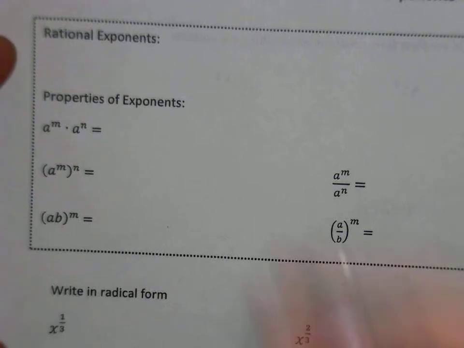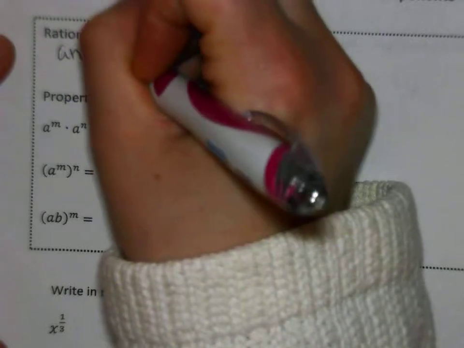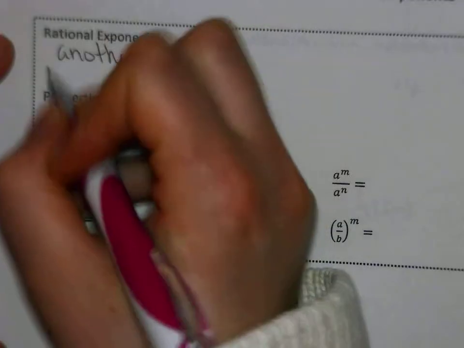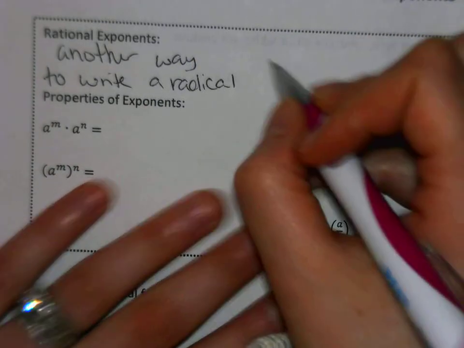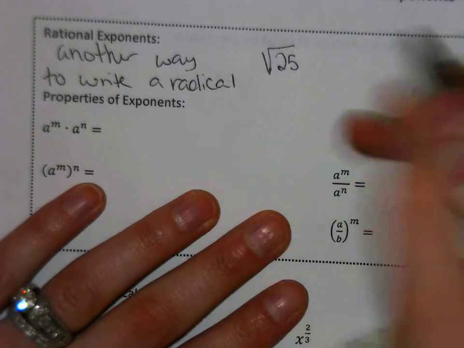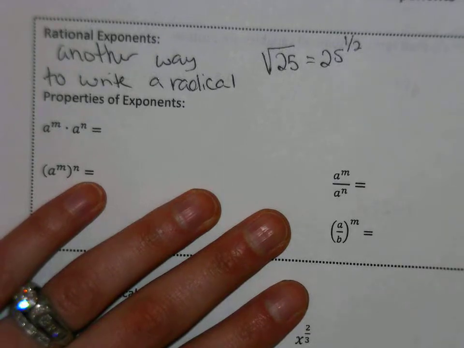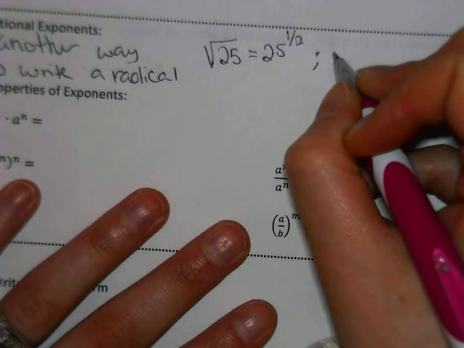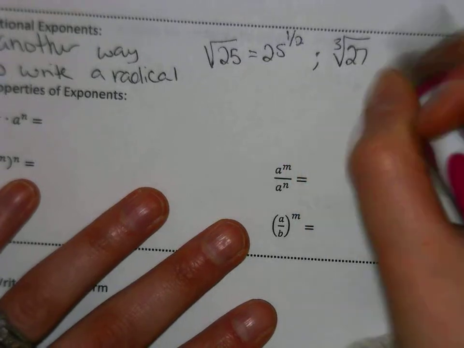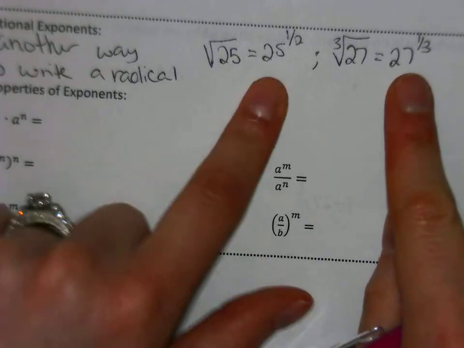Rational exponents are just another way to write a radical. So let's look at some examples. We have the square root of 25. That's the same as 25 to the 1/2. That's a rational exponent. Another example would be if we had the cube root of 27. That's the same as 27 to the 1/3. Those are our rational exponents. We're working with these exponents.